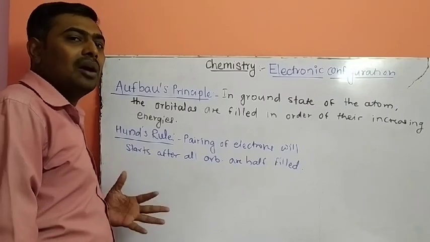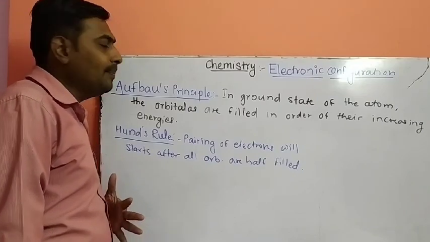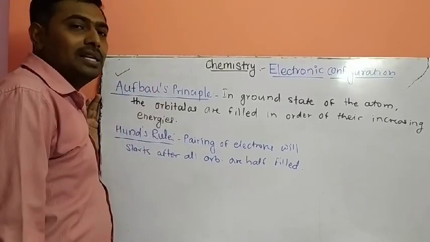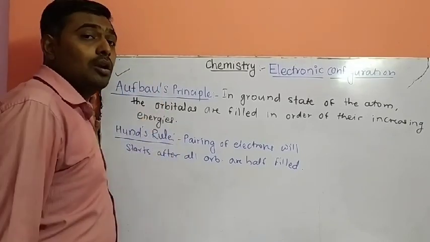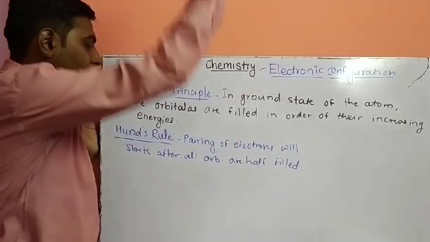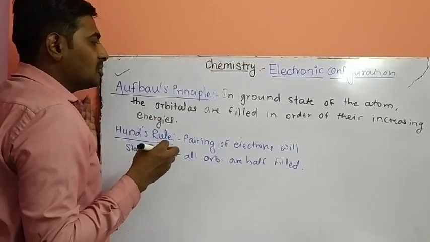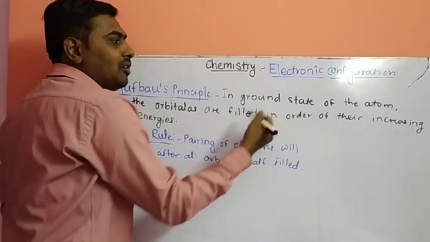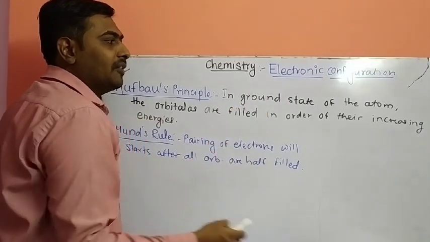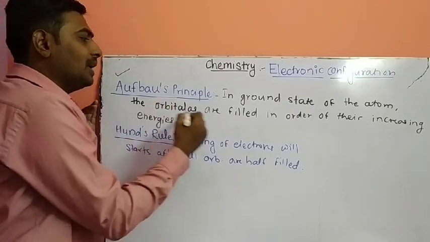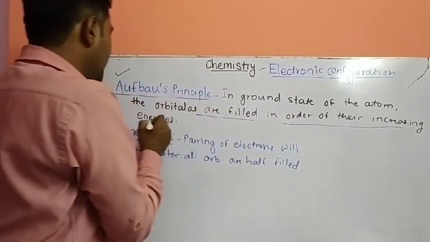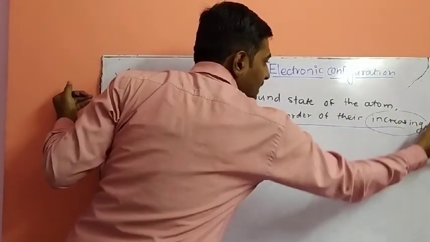So we will discuss how the electronic configuration is written. It is based on two principles. The first one is the Aufbau principle and the second one is Hund's rule of maximum multiplicity. So what is the Aufbau principle? Let's see. In the ground state of an atom, the orbitals are filled in the order of their increasing energy. Very important words: increasing energy.